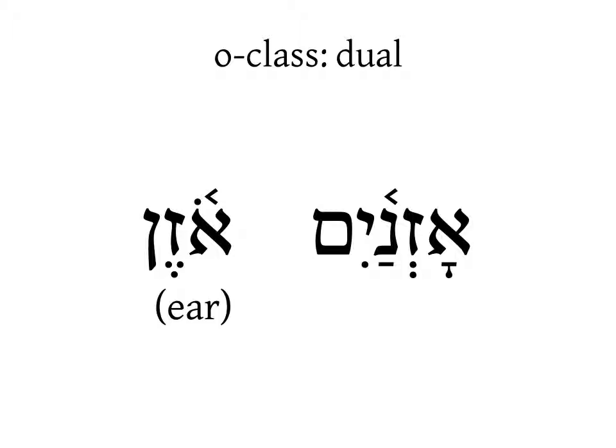Now remember that this dual form of these body parts does not mean necessarily only two. You could be talking about the ears of a whole classroom full of people, each of them normally having two and only two ears, but the whole classroom will have 2 times however many students there are plus the teacher. And you would still talk about the oznayim. It would function as a plural, even though technically the form is dual.